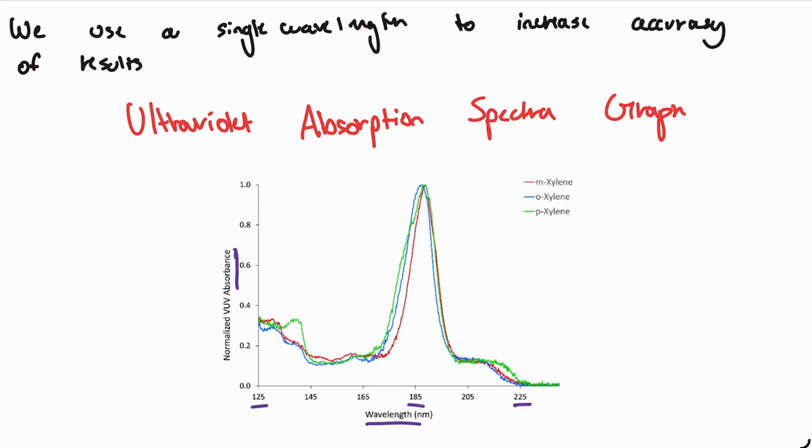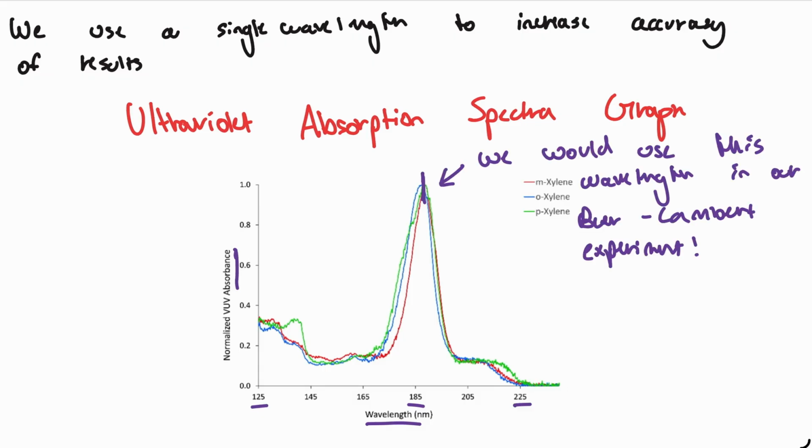As you can see, at a wavelength of around 185 nanometers, that is when our absorption peaks. This solution absorbs 185 nanometer wavelength the most. And so that's the one we would use in our Beer Lambert experiment to get the most accurate results. Back to the topic at hand now.